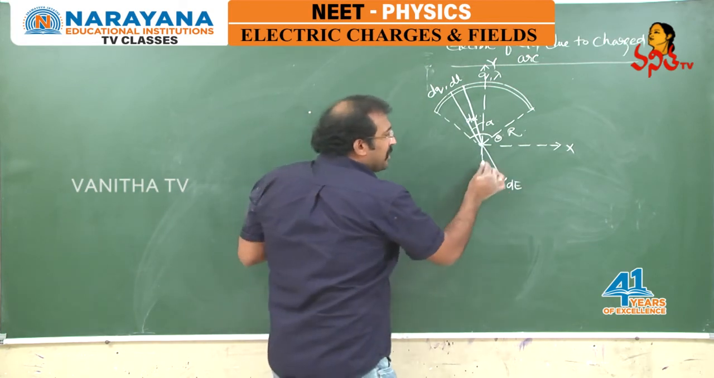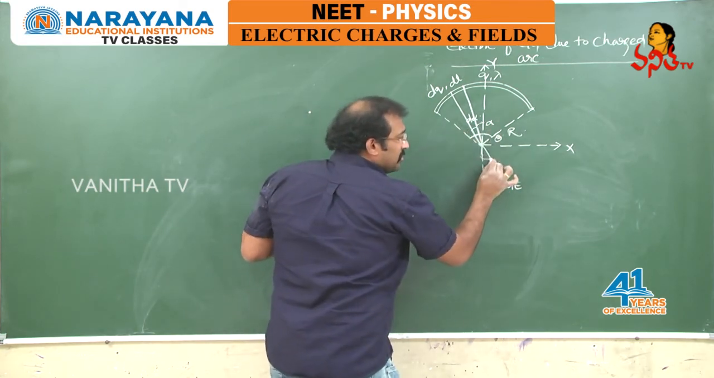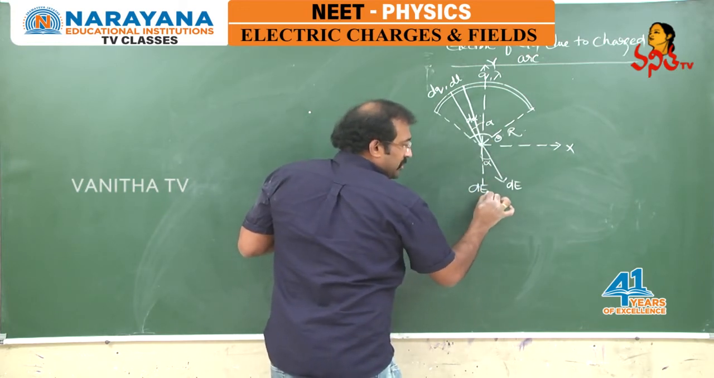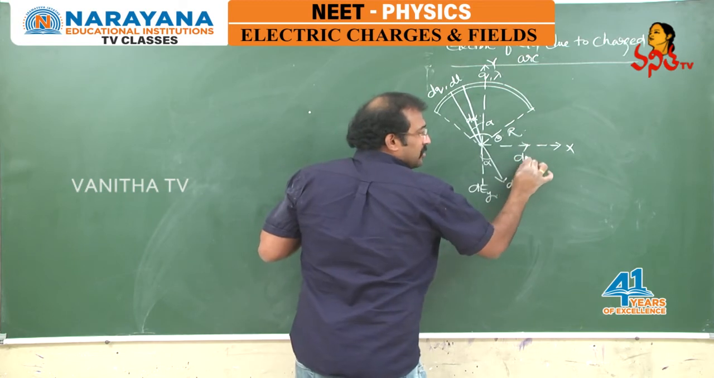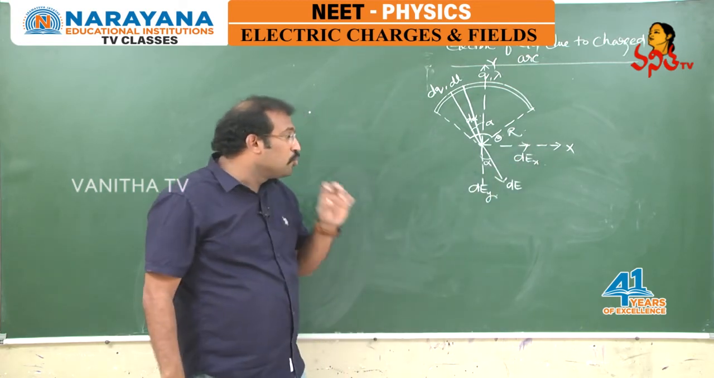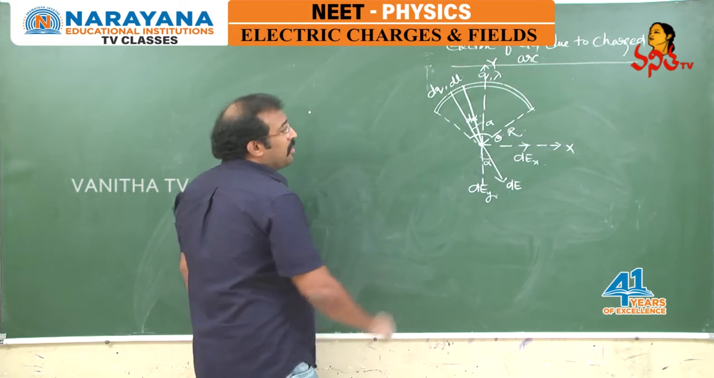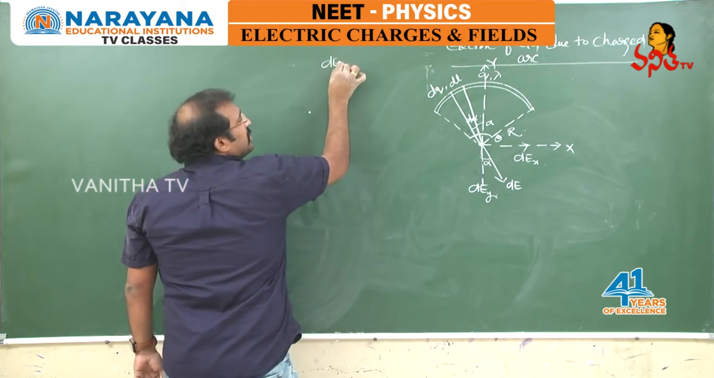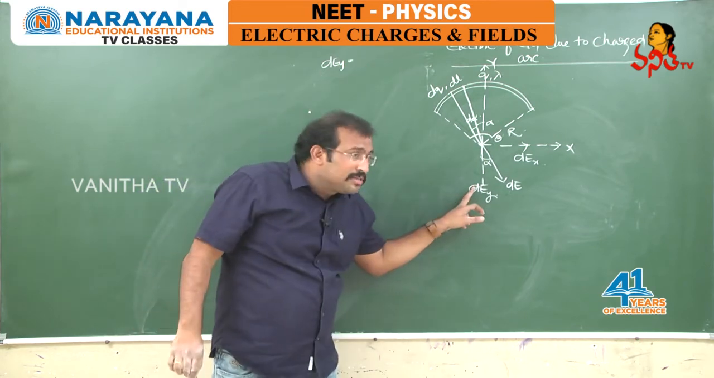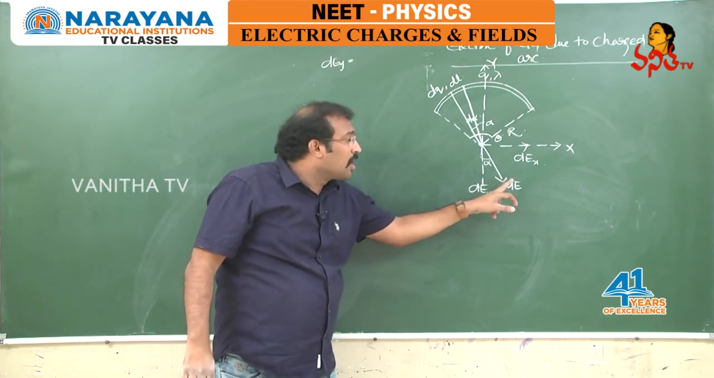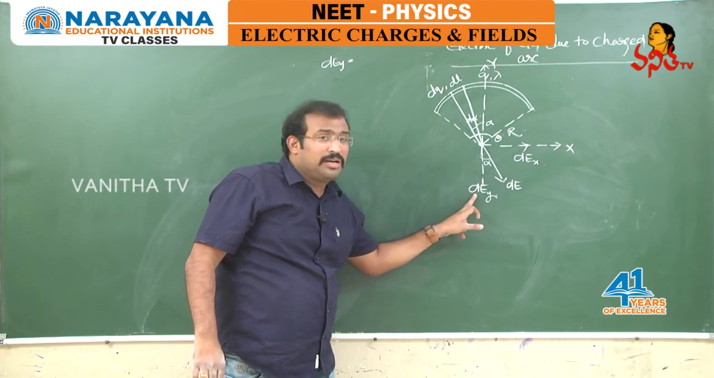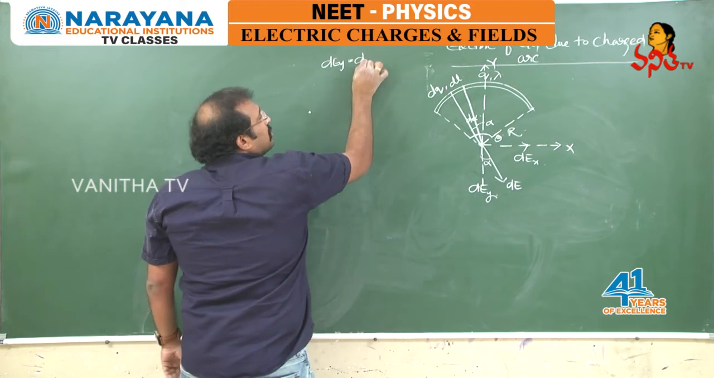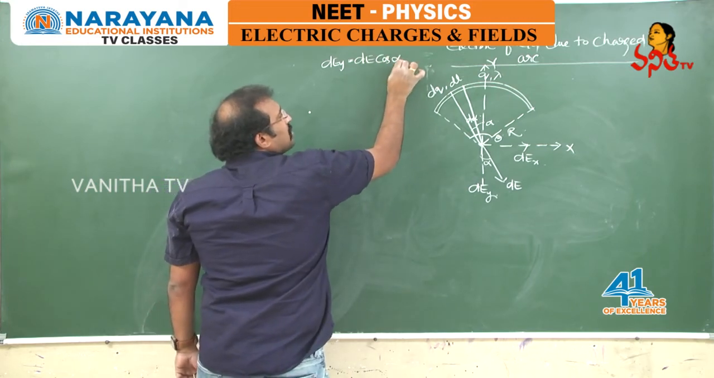It will have two components. This is alpha we have considered. This is alpha, alternate opposite angles, so this is dEy and this becomes dEx. These are the two components of the field. Now we will find out first dEy. dEy is dE cos alpha, and dEx is dE sin alpha.